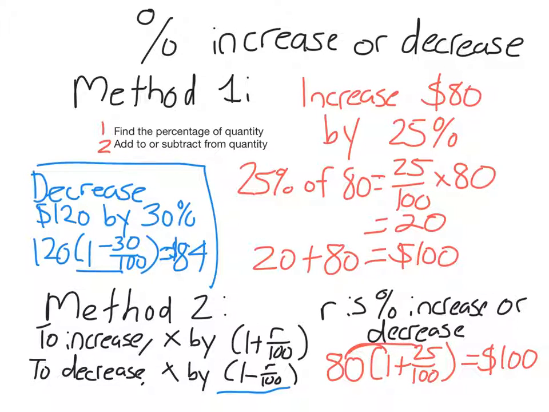Now I could have used method one. I could have found 30% of $120, which is $36, and then subtracted that from 120. I would have got the same answer. Either way you do it is fine.